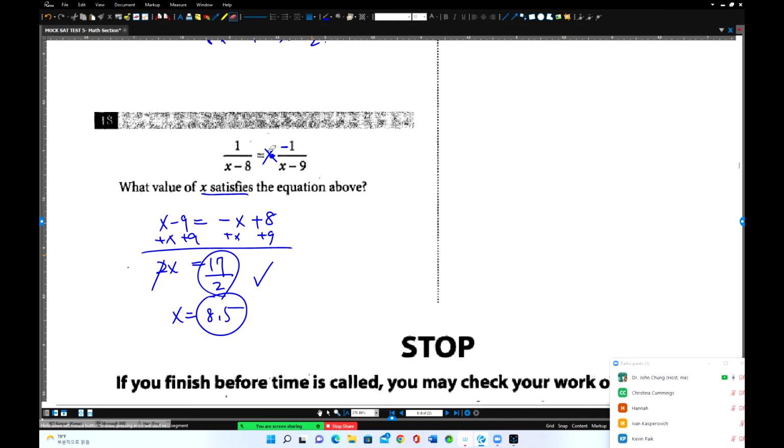Or you can multiply by the common denominator. What is the common denominator? X minus 8. LCD equals what? X minus 8 times x minus 9. Okay? We multiply by this common denominator. This one is out. We still have x minus 9 on the left. Minus, x minus 9 is out. We still have x minus 8, right? Okay? You can solve it this way too. But cross product is okay.